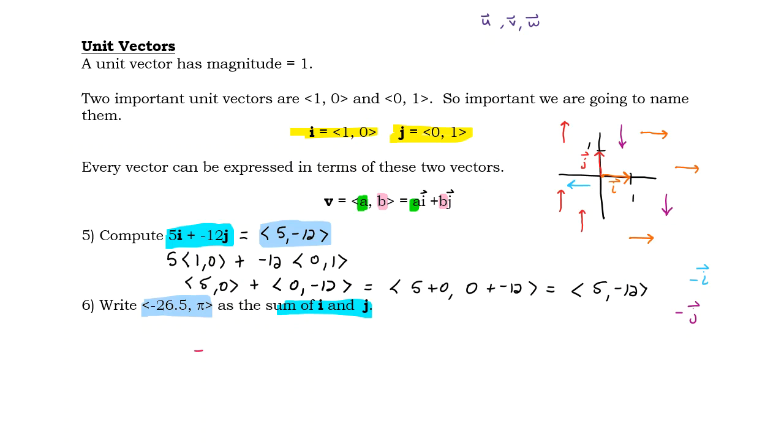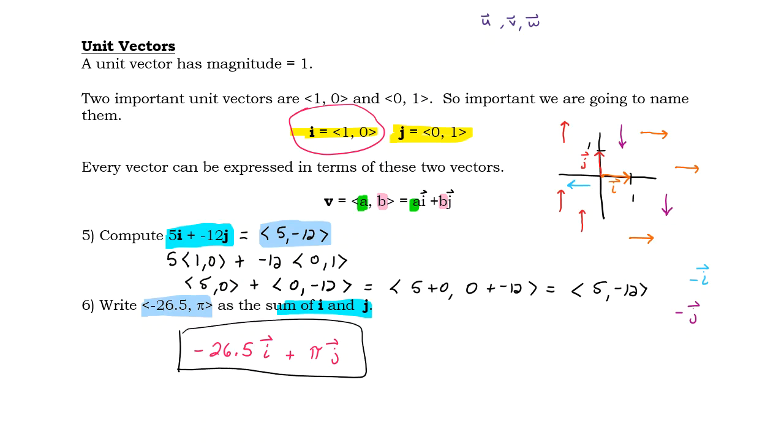All right, hopefully you wrote negative 26.5 times vector i plus pi times vector j. And we don't put brackets around it, right? Why don't I put brackets around it? I don't put those brackets because the brackets are in the vector i already. If I have vector u, I don't go like this. That's redundant. You only use these little bracket arrow thingies when you have the components of the vector, not the actual vector symbol.